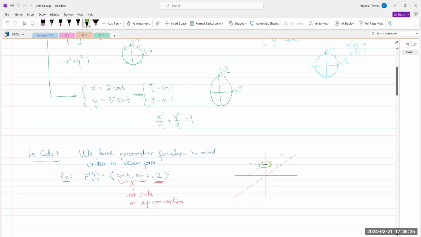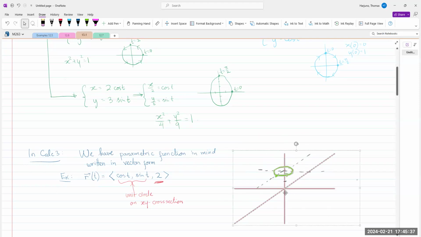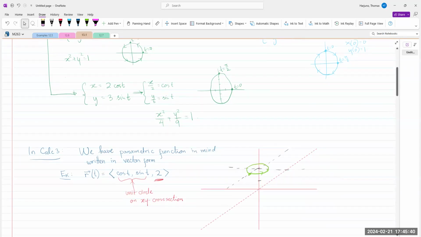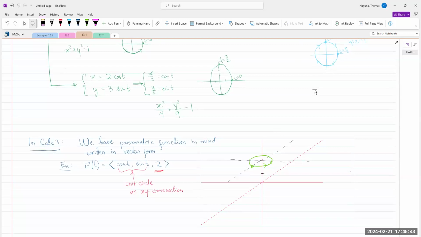Now the thing is that unit circle actually has this direction. You know what? Let me enlarge this. It's easier to see. Okay, this is when t equals 0. This is when t equals pi over 2. And the trajectory is actually going around the z-axis in a counterclockwise direction, if we see that from above.